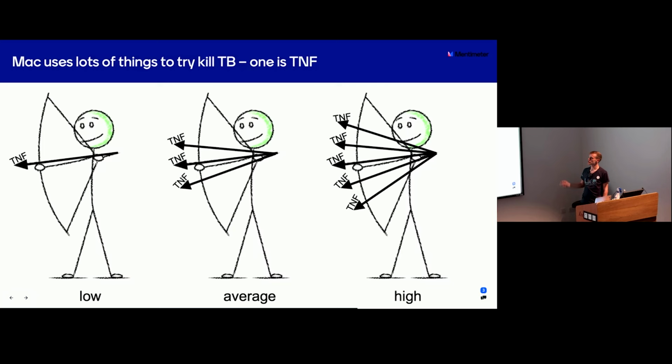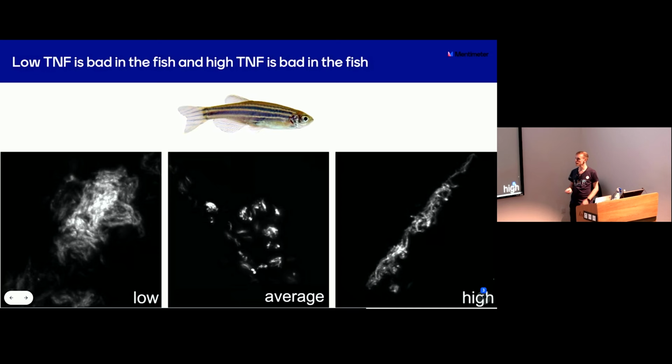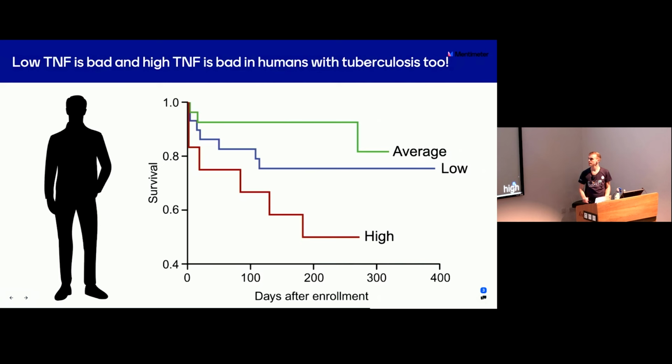And what we found when we looked at the fish is that if you make an average amount, the bacteria are able to grow, but Mac can control it pretty well. But if you make a low amount of TNF, or you make a high amount of TNF, the bacteria are able to kill Mac and grow better. So this is what we saw in the fish. What does it look like in people? In people, if you have an average amount of TNF, this is kind of your survival with TB in the brain. If you make a low amount of TNF, you do worse. And if you make a high amount, you do even worse.